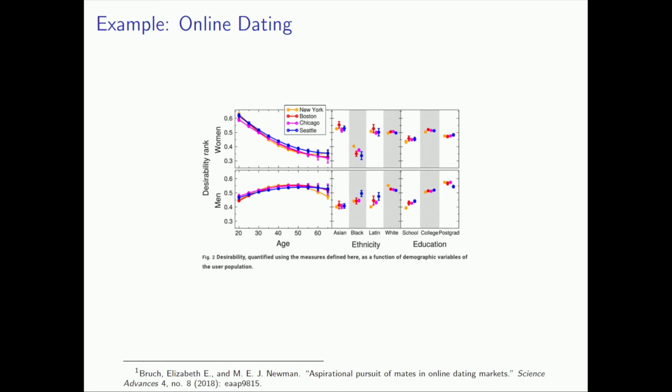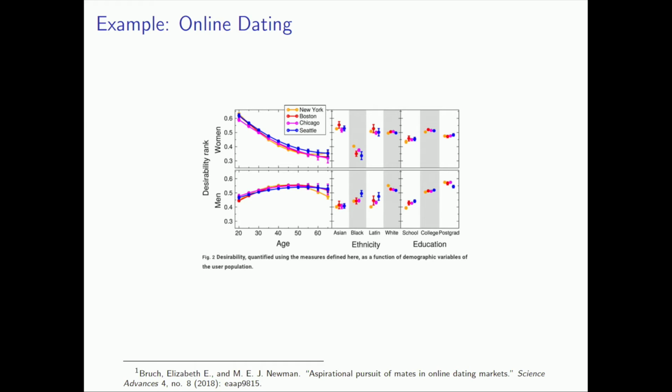desirability rank by looking at messaging strategies, or they're looking at messaging behaviors on a large online dating platform. And essentially, they look at who messages whom, and then they compute a desirability score based on who receives more messages from more desirable others. And so it's a kind of page rank type measure of desirability.